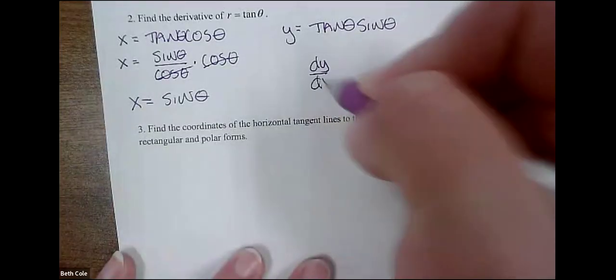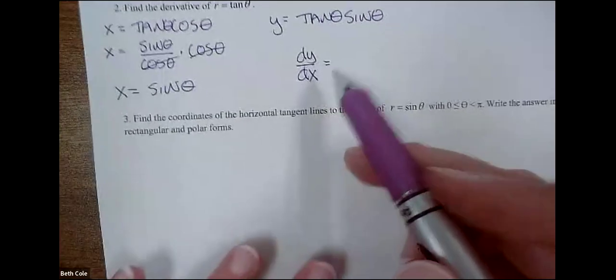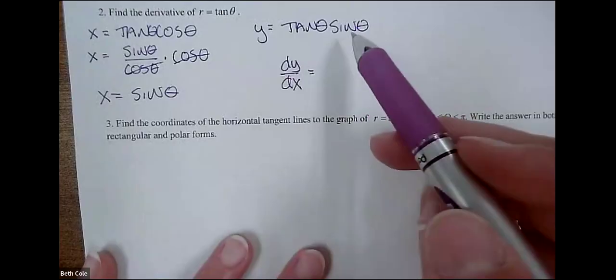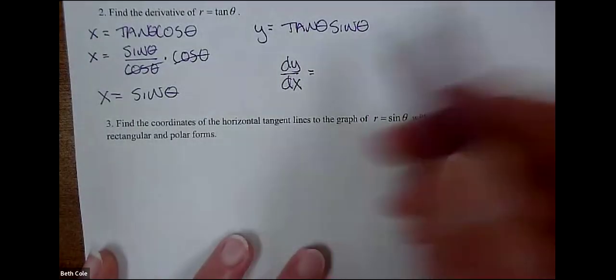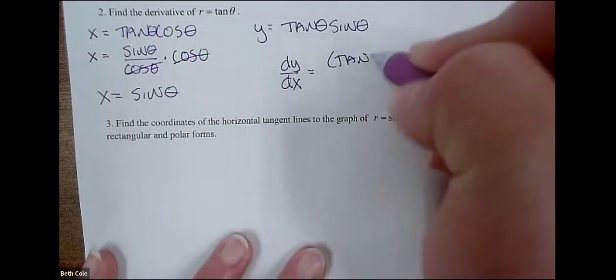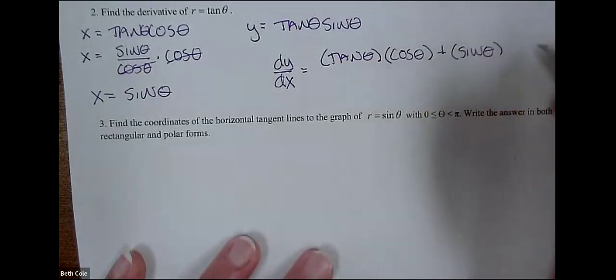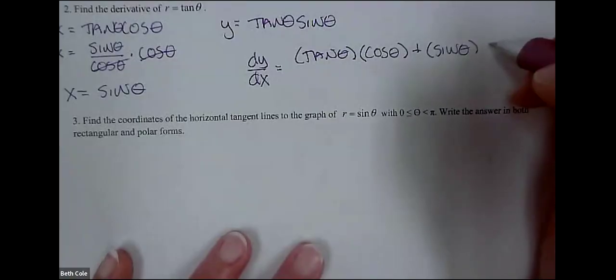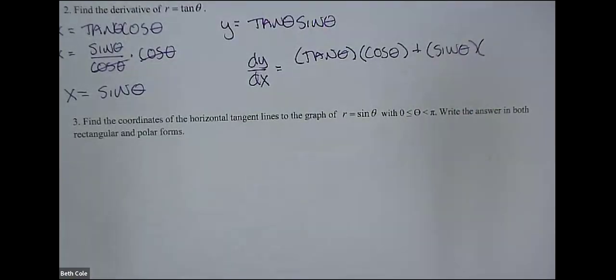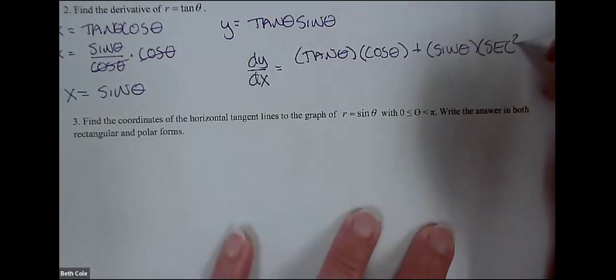So dy dx, we're going to do derivative of y over derivative of x. So here's y. It's a product rule. Almost all of them are going to be product rules. All right. So the first function, tangent theta, times derivative of the second, which would be cosine, plus the second function times derivative of the first. If you want to write PSST on your paper, remember PSST, P is positive. You cover up the one you want. It's going to give you the other one. Derivative of tangent is secant squared. Good job.